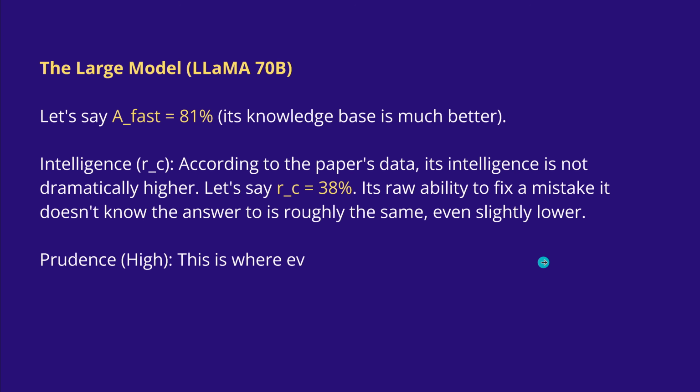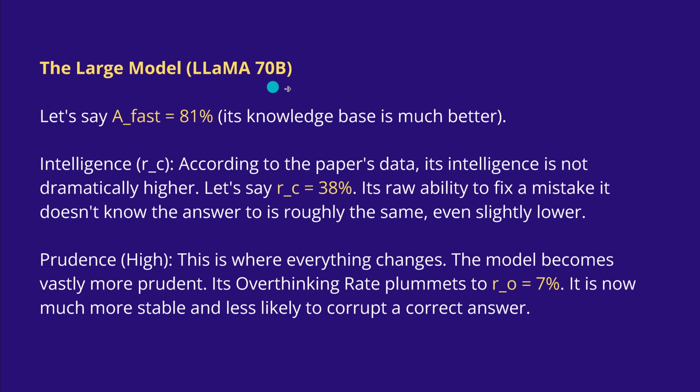Now, the situation is different for the large model. Let's say we have a 70 billion trainable parameter model. And let's say the accuracy of the fast thinking, the system 1 thinking, is 81%. It's really good. Now let's have a look again at the intelligence. According to the paper's data, its intelligence is not dramatically higher. In fact, it's 38%. So its raw ability to fix a mistake it doesn't know the answer to is roughly the same. And remember, in the smaller example, it was 40%. So it's now even slightly lower.